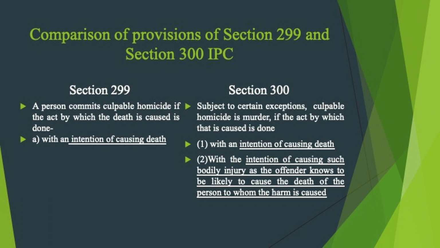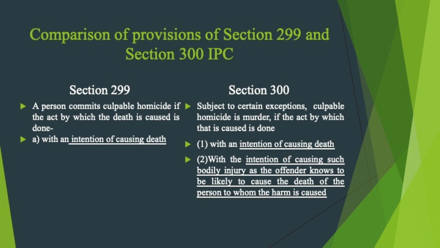Under clause A of section 299 and clause 1 of section 300, death has to be caused by an act done with an intention of causing death. Therefore, whenever there is an intention of causing death and the act is done with such intention and death occurs, it is murder.